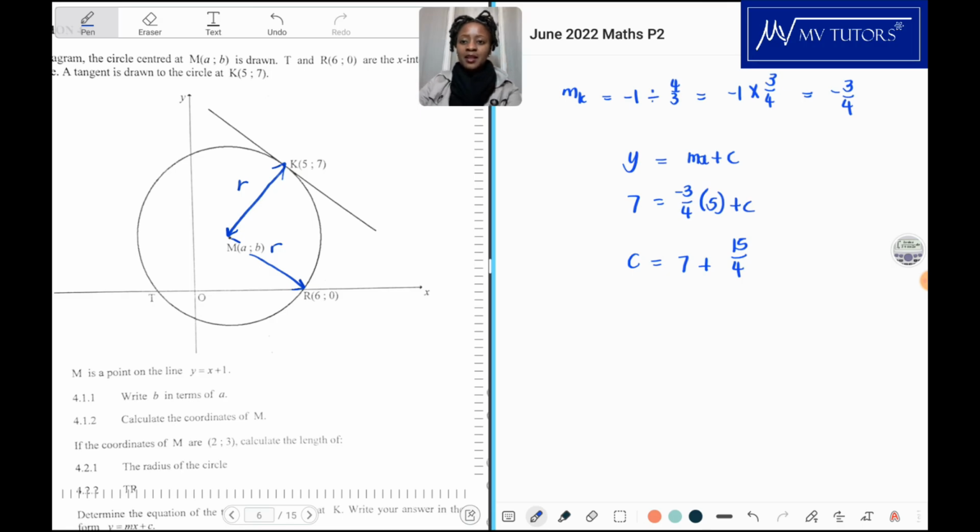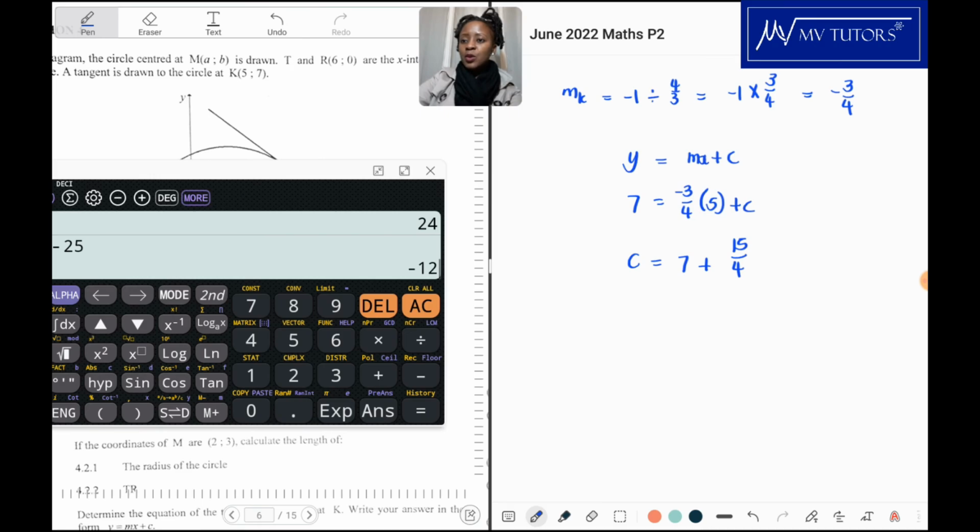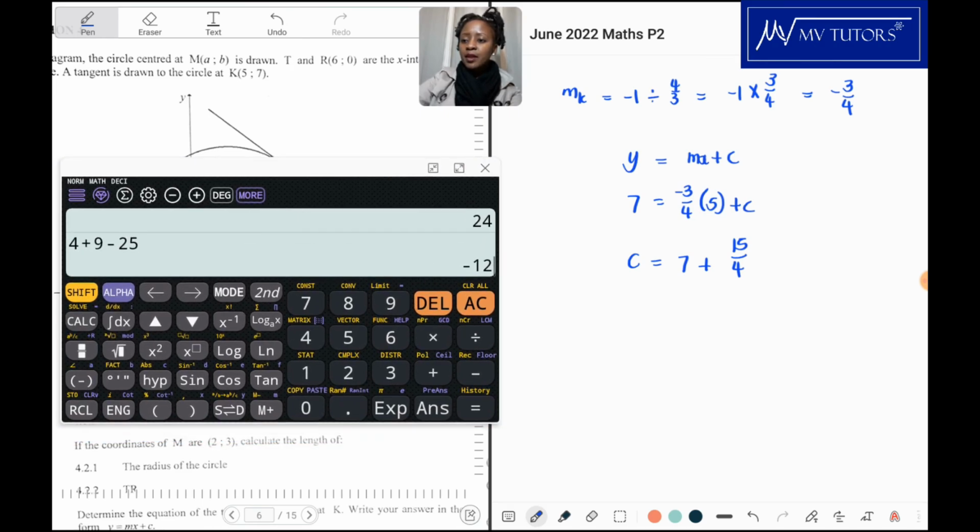Okay, so let us see what that is going to amount to. So 7 plus 15 over 4, 15 over 4, that's 10,75. Okay, so I like using decimals sometimes, other times I prefer fractions. So I think for this case I will use fractions.